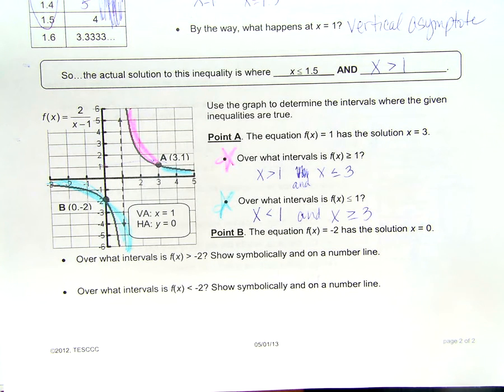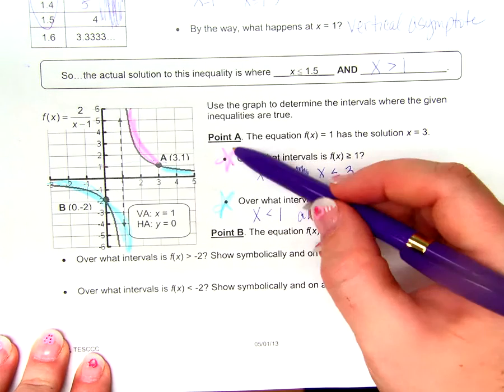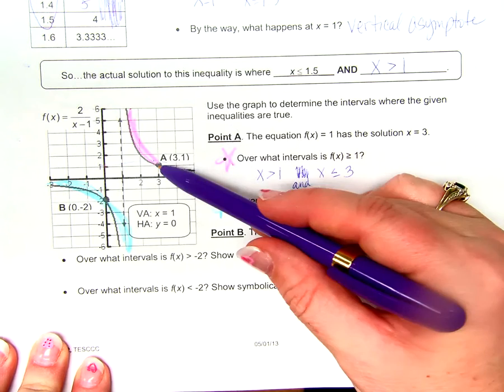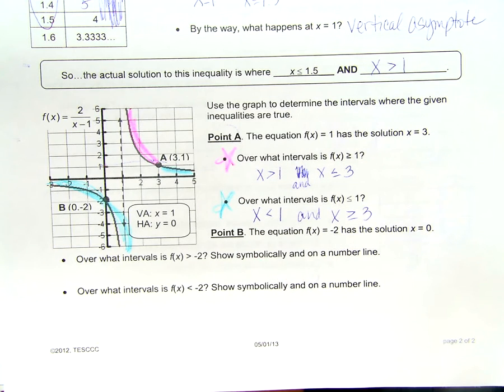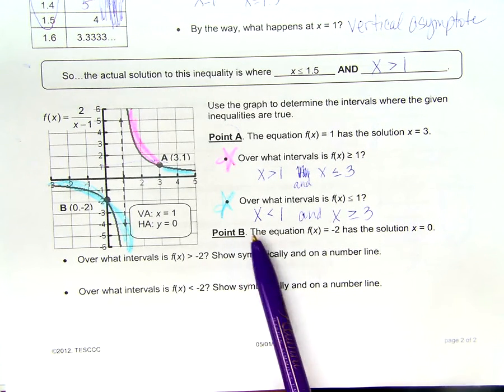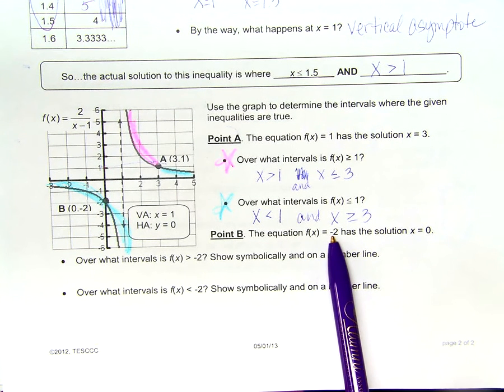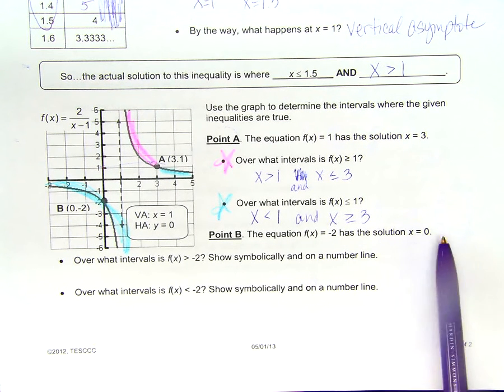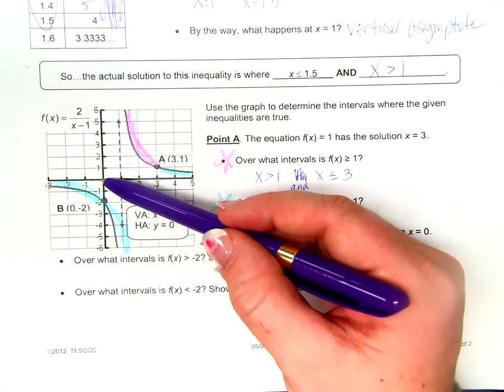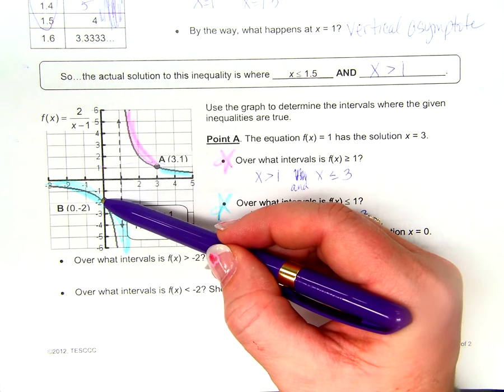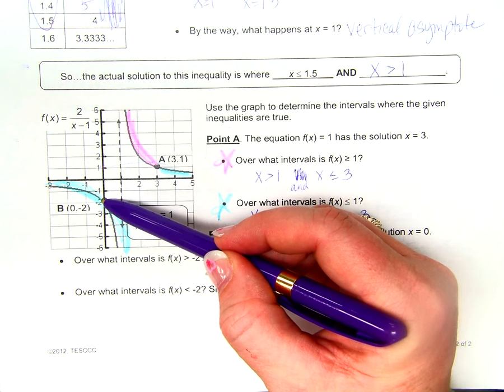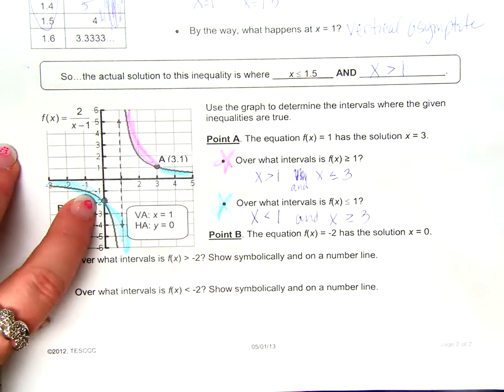Okay. So that was talking about point A. See, they even told us that. That was talking about something about point A. Now let's talk about something about point B. The value of the equation is -2. It has a solution of 0. So when the value of the equation is -2, the x value is 0, right? Okay.